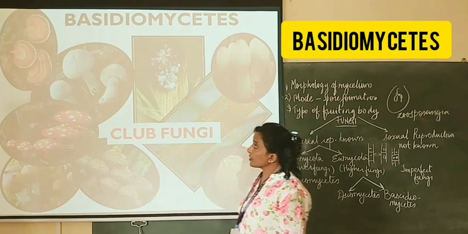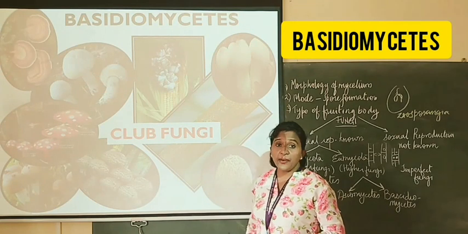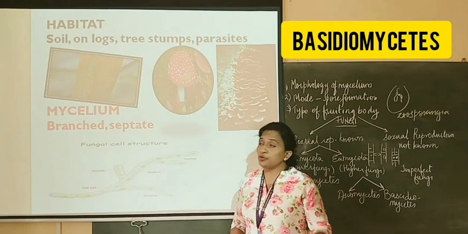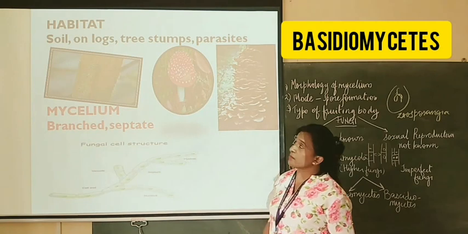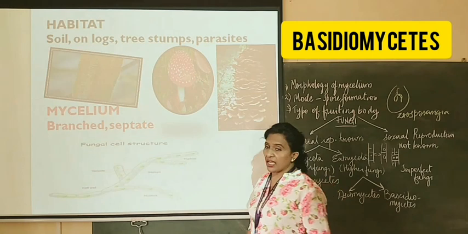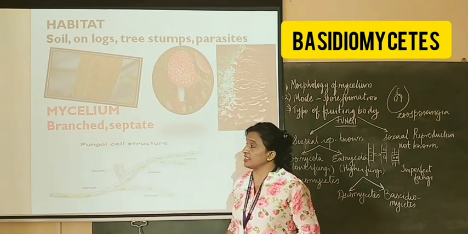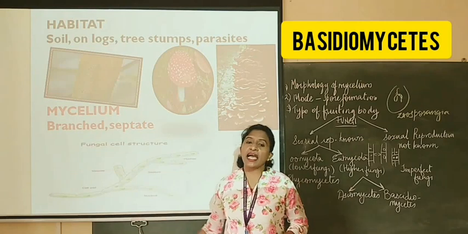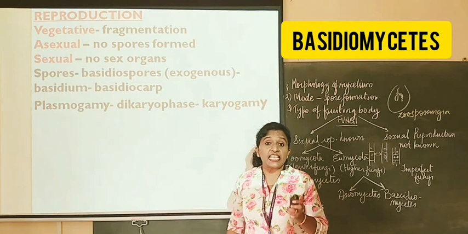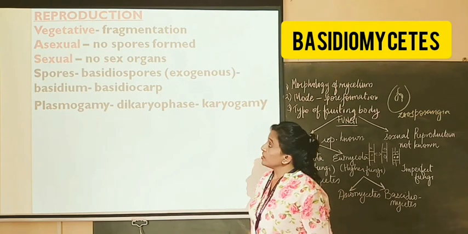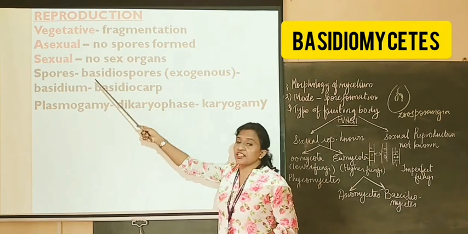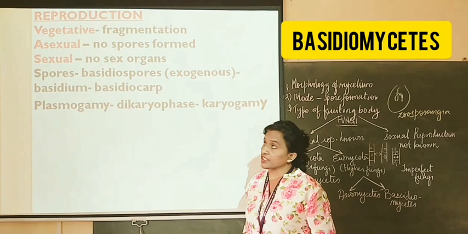Okay. This is also called club fungi. They are present in soil, on wooden logs, or on tree stumps, and some of them are parasites on plants. The mycelium here is branched and septate, like Ascomycetes. In Basidiomycetes, no asexual spores are found. So reproduction occurs in two different ways: vegetative and sexual modes of reproduction.